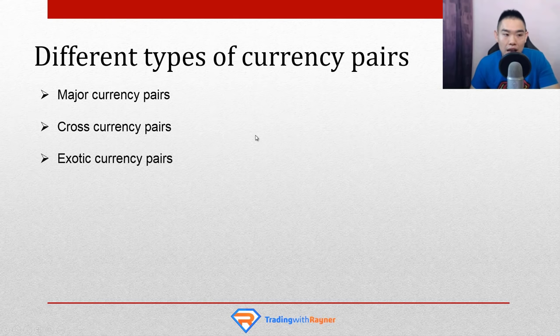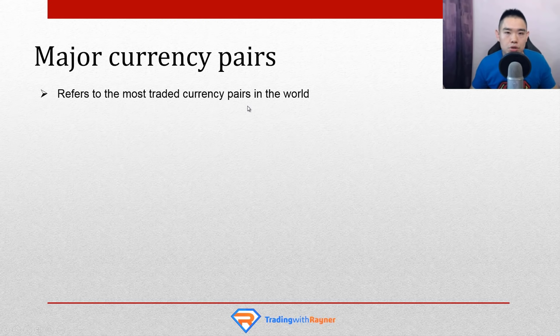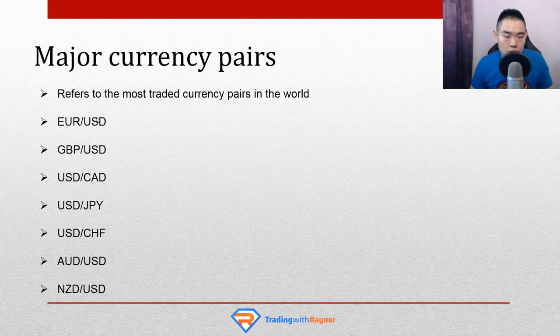Ooh la la. So let me explain. Major currency pairs refer to the most traded currency pairs in the world. So these are the seven most traded currency pairs in the world. They're all dollar denominated, like the euro against the dollar, the pound against the dollar, dollar against the Canadian, etc. If you are new to Forex trading, these are the seven currency pairs that you might want to consider trading first, because their transaction costs are usually lower due to lower spreads, and you get less slippage when trading these seven most popular currency pairs. So these are the major currency pairs.